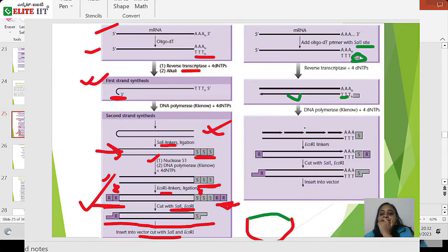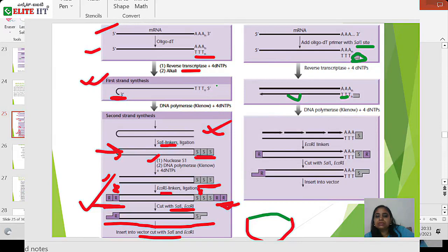Can you understand? In this case, hairpin structure is not formed. I don't know why. So if you add DNA polymerase, I think it is because we have already added SA1 in the first one. I think because of that.